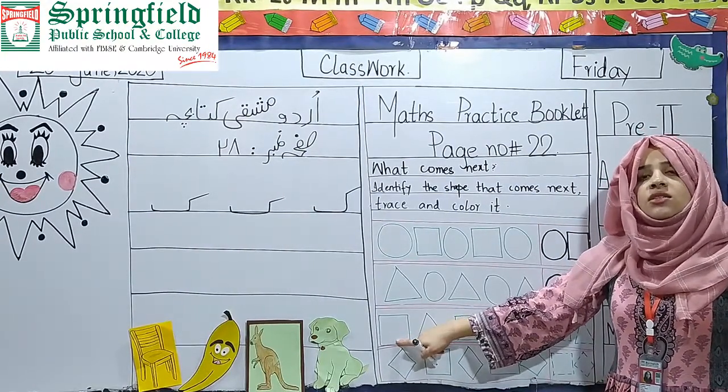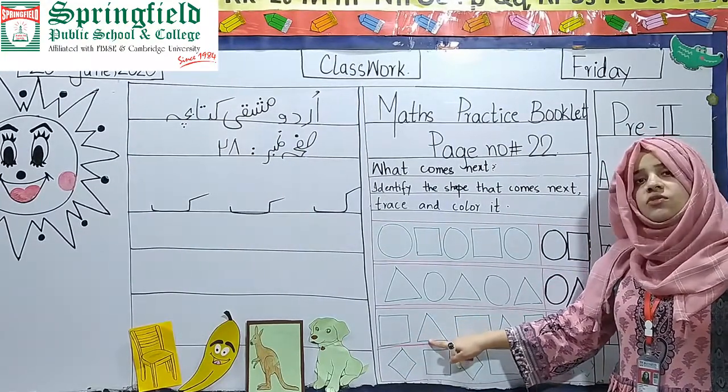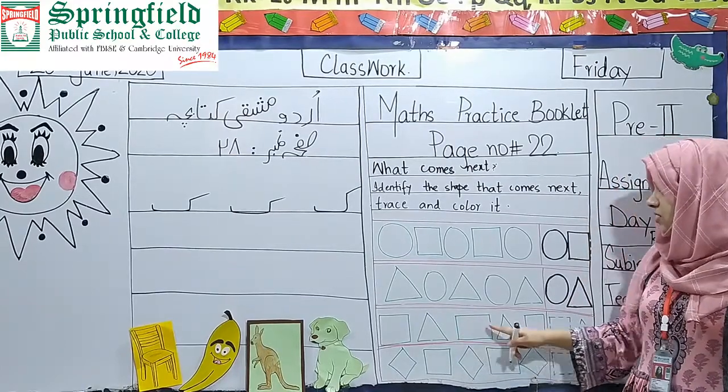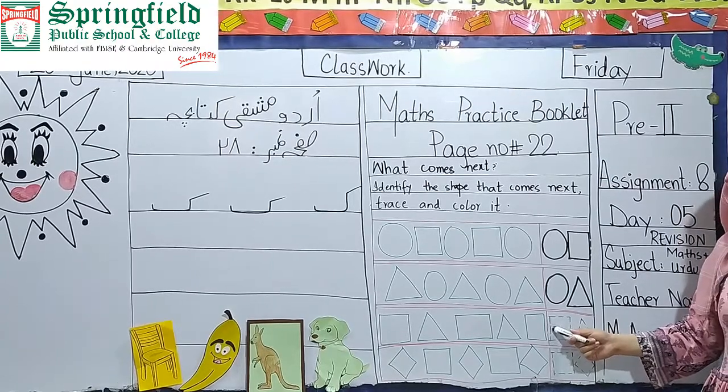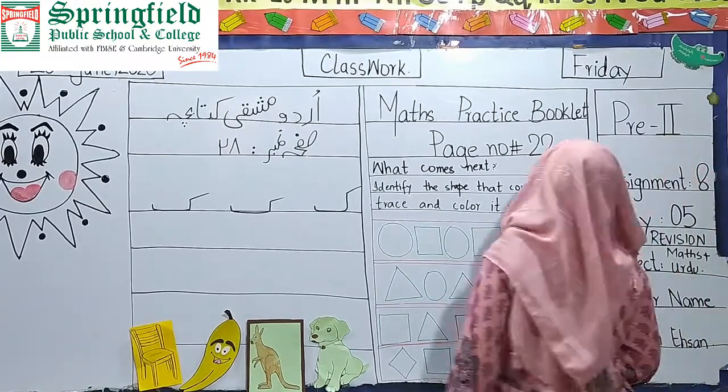Which shape is this? Square. Which shape is this? Triangle. Square, triangle, square. So what comes after square? Triangle. Trace it.